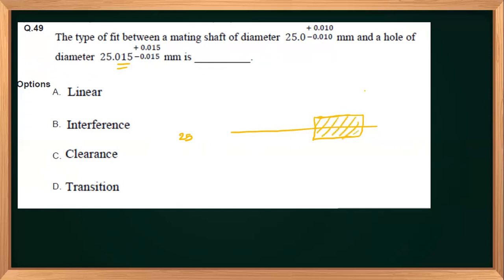So 25 is the basic size, and on this side it will be minus 0.10, and this will be plus 0. I don't have to write one minus or plus. It is understood. 0.010, 0.010. For the shaft it is okay.